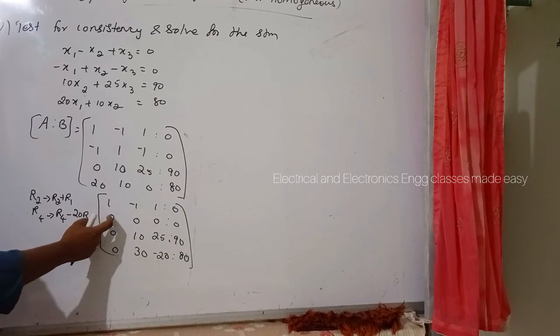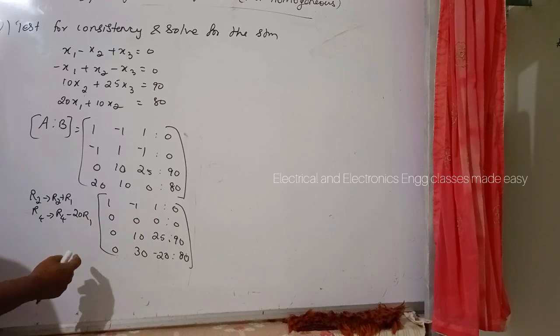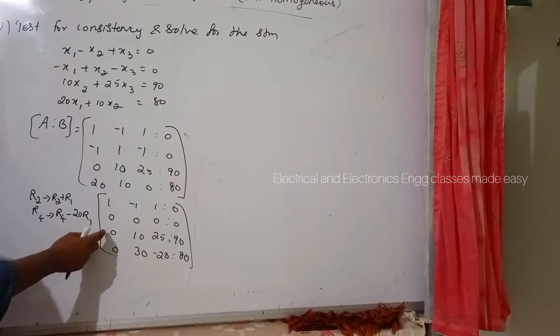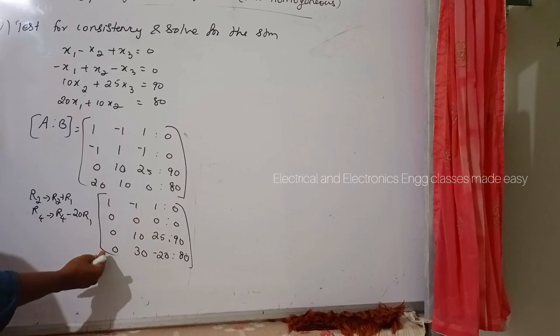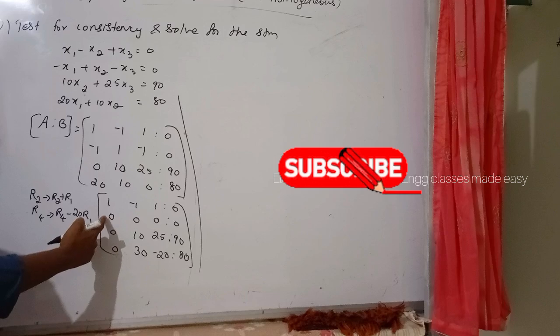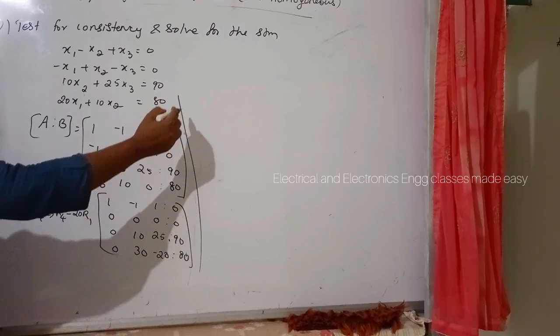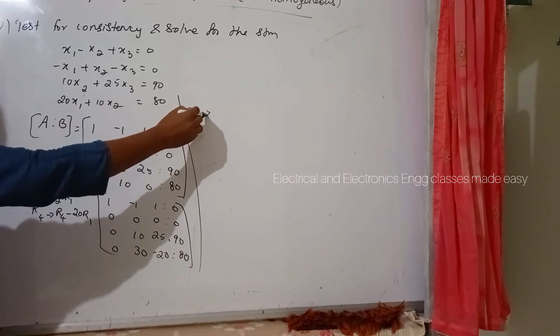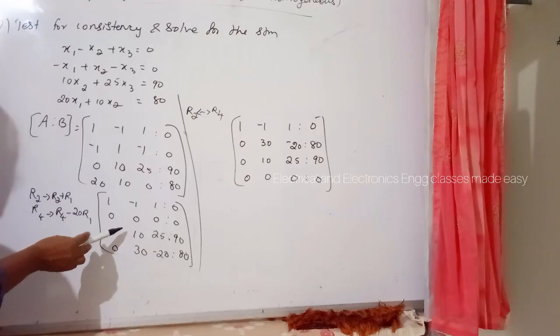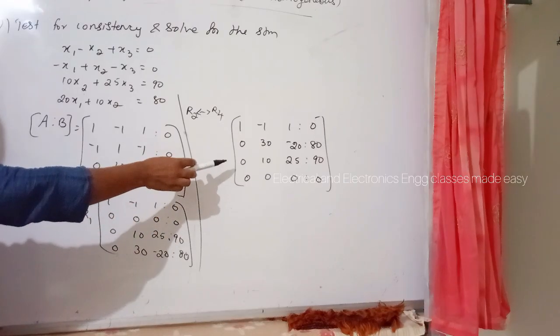Now, here this row is 0. So, we can interchange these two rows, that is, make this 0 row the last row. So, we can do the operation R2 interchanged with R4. After interchanging we get like this.